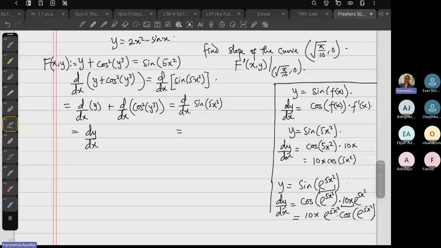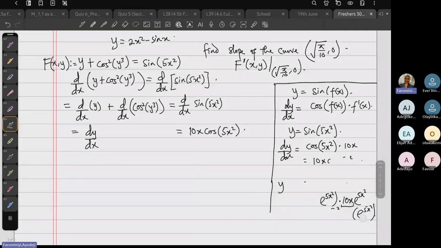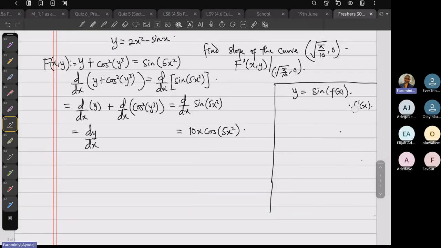Now let's do the same thing with cos squared y cubed. First and foremost, I'm going to use x cubed first. Similarly, if I have y equals cos f of x, then dy dx will be negative sine of f of x times f prime of x.